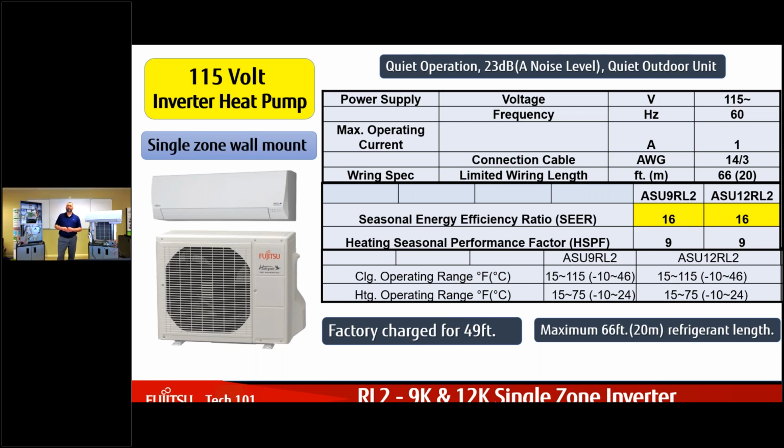All right. Moving forward, on the good, better, best chart, the 115 volt inverter heat pump. That is the RL2 series, available in a 9 and 12,000 BTU. As you can see here, it's 115 volts. We do have a SEER rating of 16 and a heating seasonal performance factor, or HSPF, of 9. This is obviously not going to be an Energy Star system.